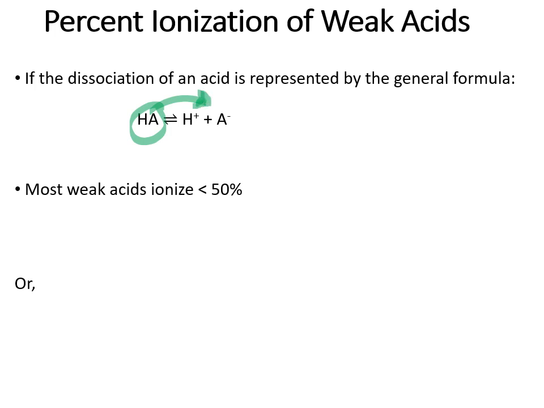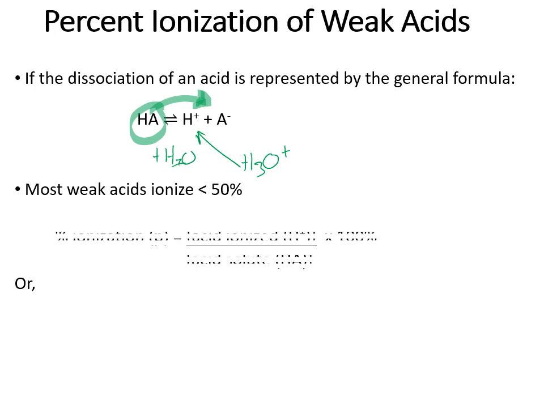and that'll give you some amount of hydrogen ions. And do remember that when we say hydrogen ions, we really mean that the acid is reacting with water, and this hydrogen ion here is really a hydronium ion, but we're just being lazy and calling it a hydrogen ion. But it really is attached to a water molecule, so you'd have to have water on the left if you wanted to get that to balance. So most weak acids are going to ionize less than 50%.